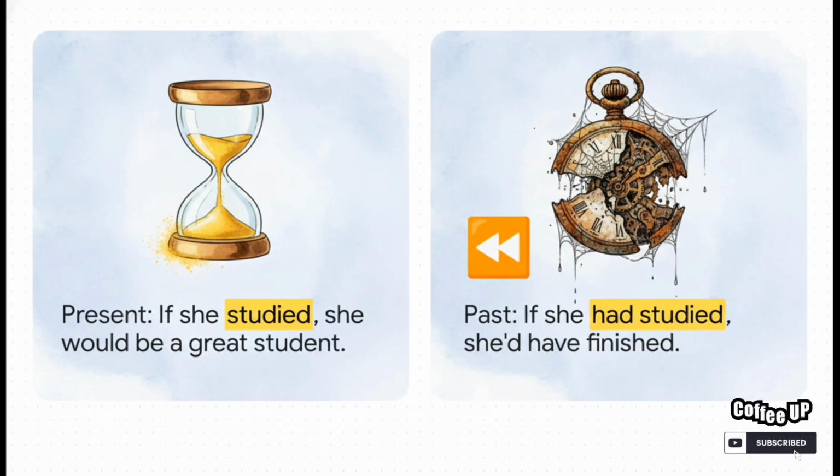But if we flip to the third conditional, if she had studied harder, she would have finished university. This is entirely in the past. She didn't study, and that ship has sailed. She already missed out on finishing university. You have to make sure you use that third type strictly for the past.